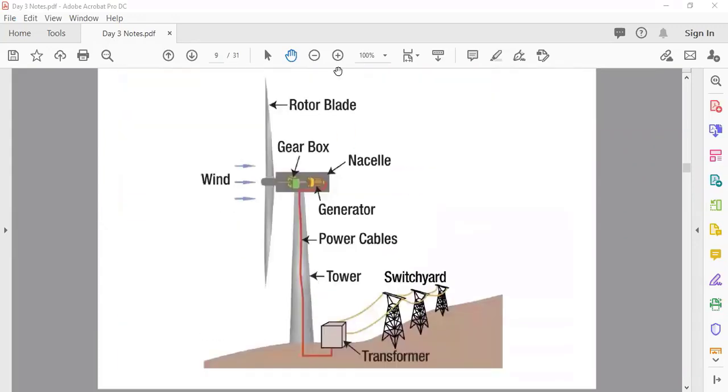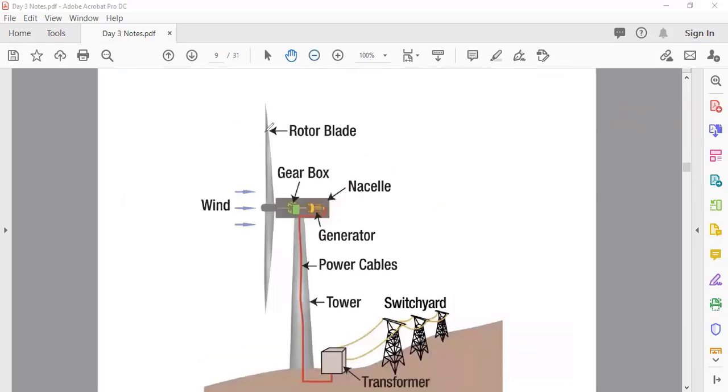See here, this box. Now, these are the rotating blades, big ones. When the winds come and strike on these blades, they start to rotate. You feel that their rotation is very slow, but this rotation is increased by using a gearbox.